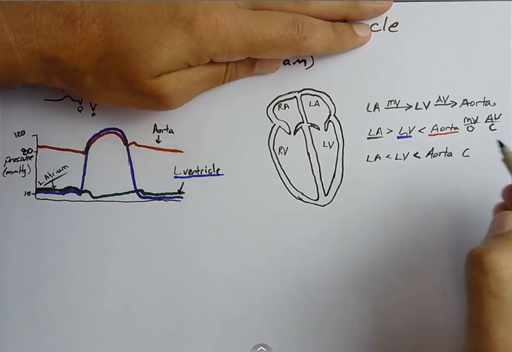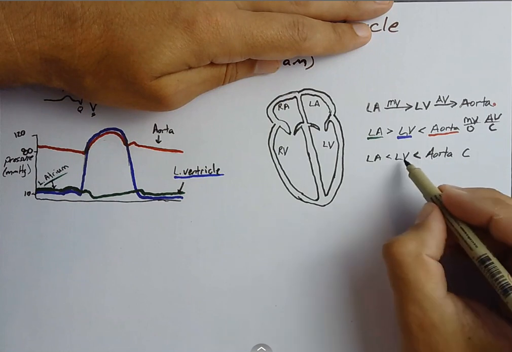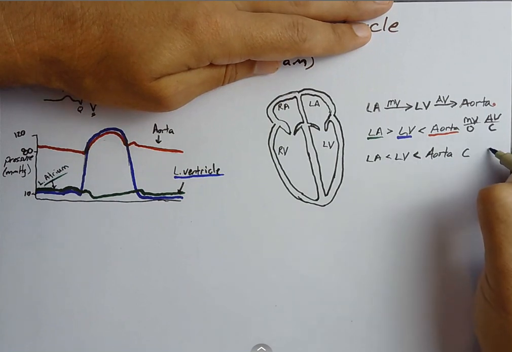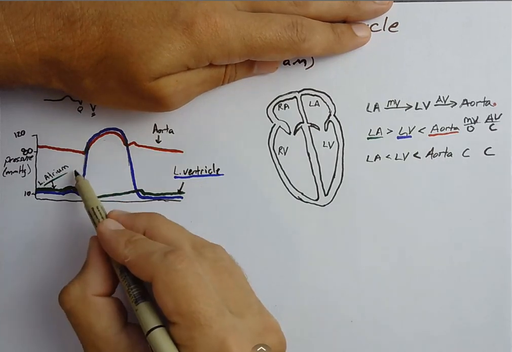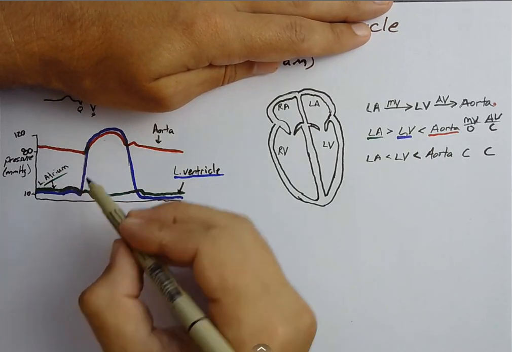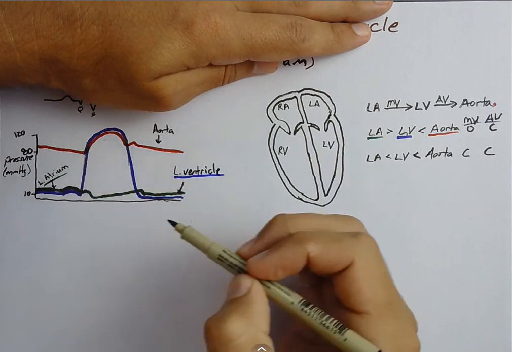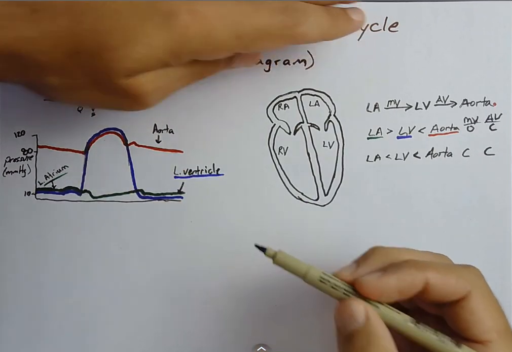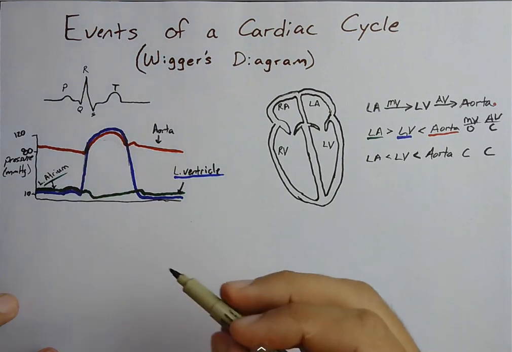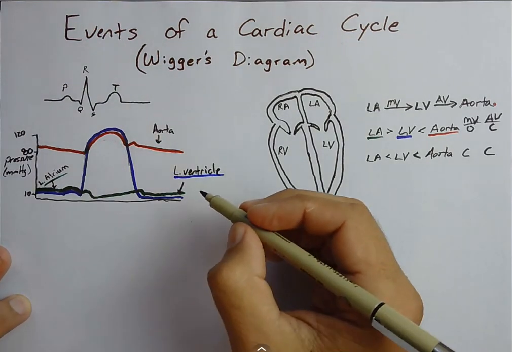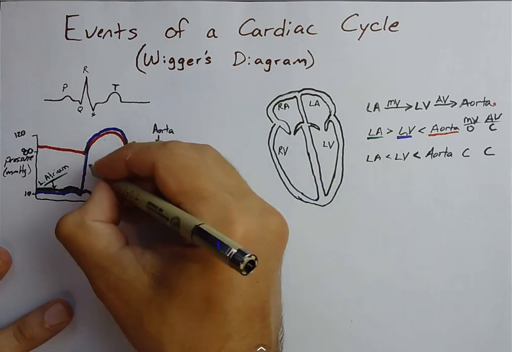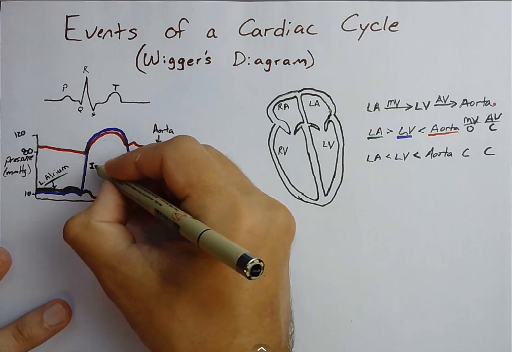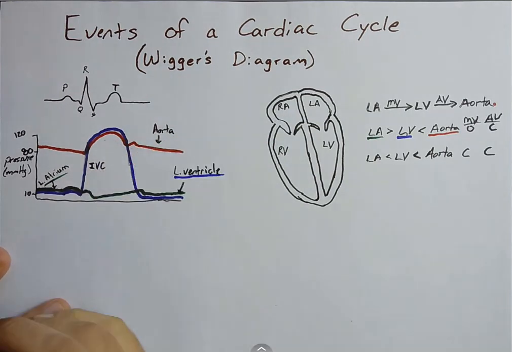Now, what do we know about aortic pressure? It's still greater than left ventricular pressure, so the aortic semilunar valve will still be closed. In this scenario, right here, when the blue is greater than the green, but the blue is still less than the red, all valves of the heart are closed. We call this isovolumetric. And since this is occurring during ventricular systole, we call it isovolumetric contraction, or IVC.